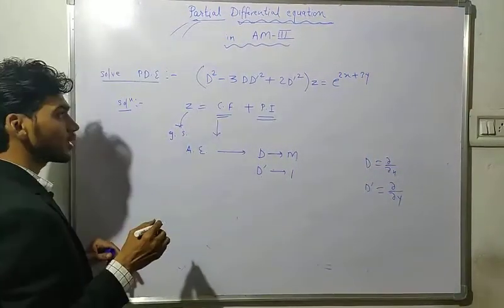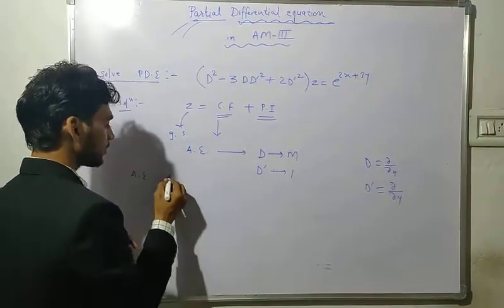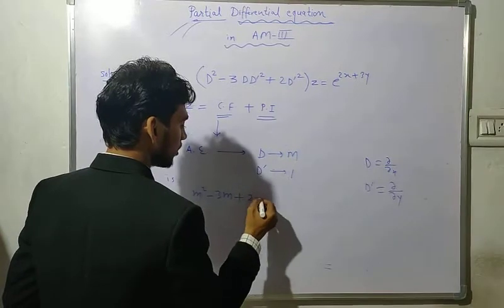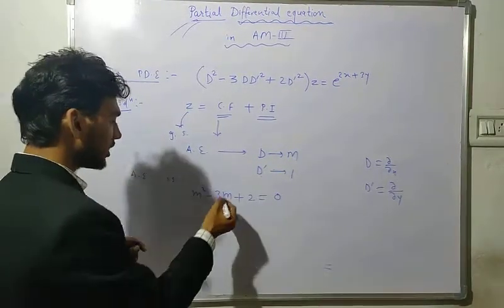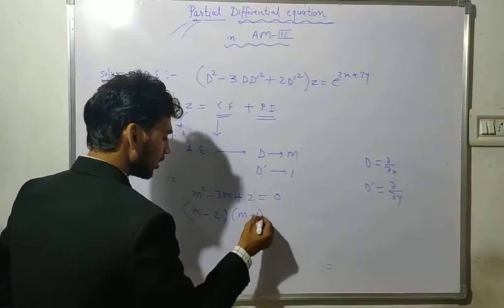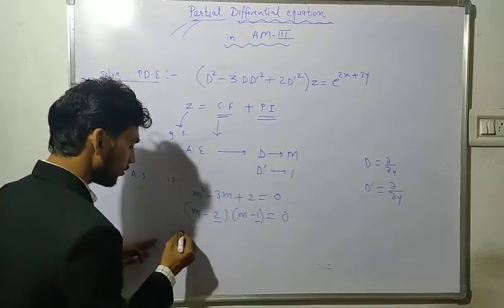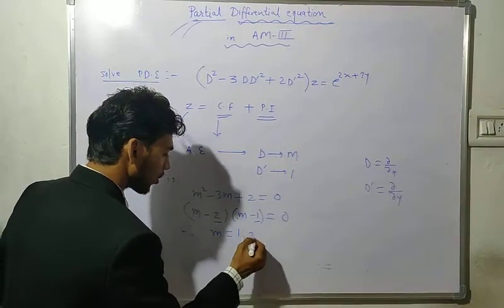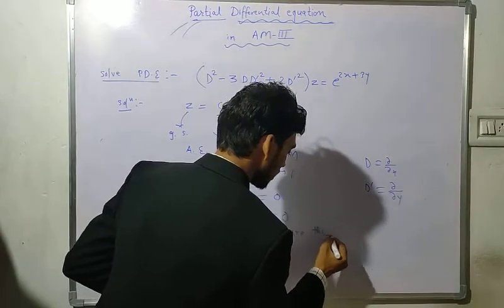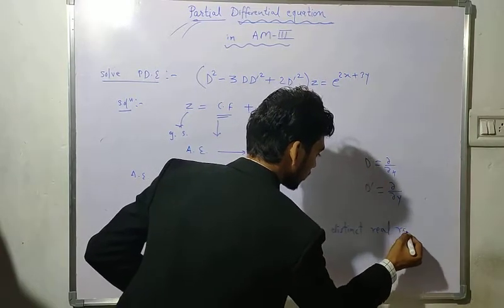Now construct the auxiliary equation. The auxiliary equation is m squared minus 3m plus 2 equal to 0. Now factorize this: you will get (m minus 2)(m minus 1) equal to 0. Therefore m equal to 1, 2 are the distinct real roots.